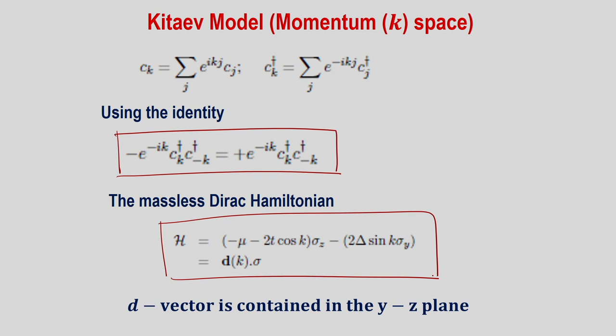Now you see that again we can write it as D dot sigma, now in the YZ plane. So your X component is 0. The D vector is contained in the YZ plane. To remind you, in the SSH model it was in the XY plane and DZ equal to 0, and that was very important for that model to have topological character. However, here DX is equal to 0 and we have DY and DZ, and it's written in terms of D dot sigma. Now remember that sigma here represents the particle-hole degrees of freedom.